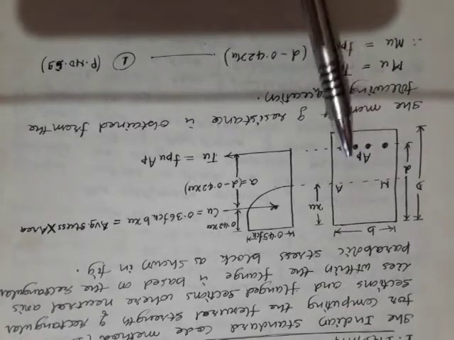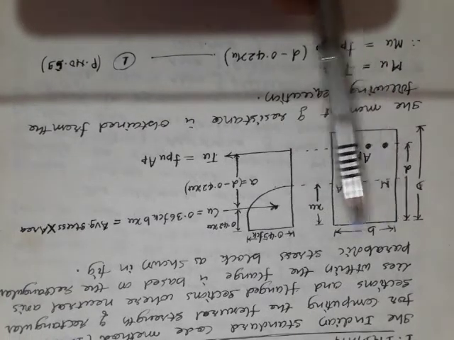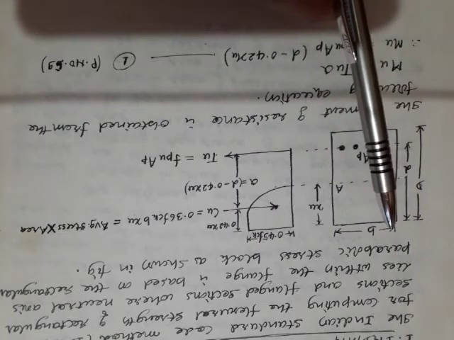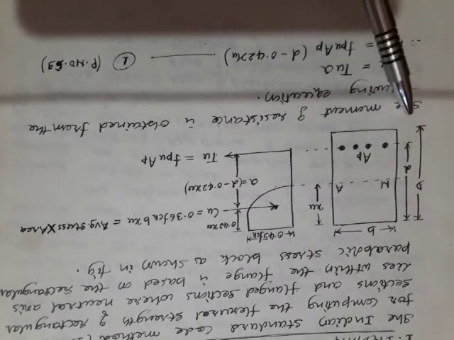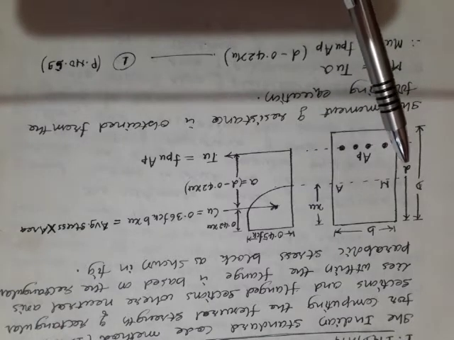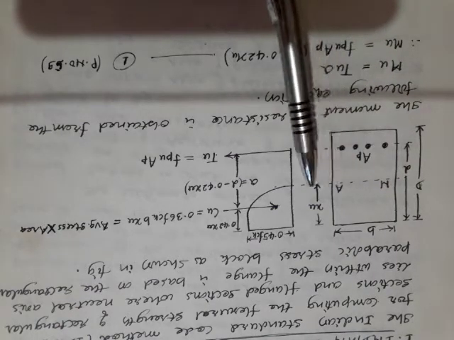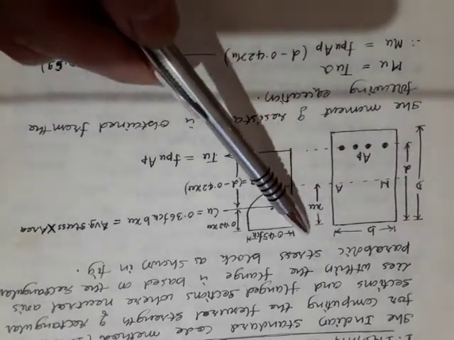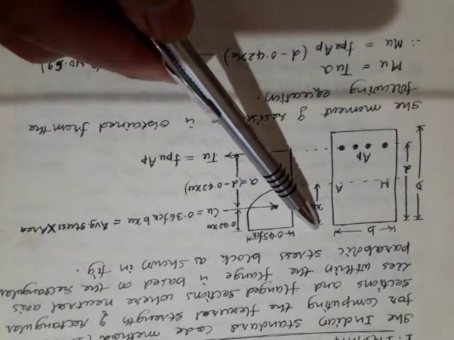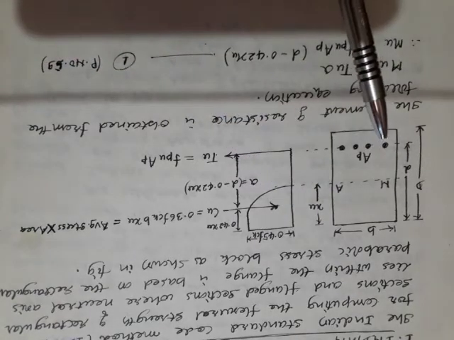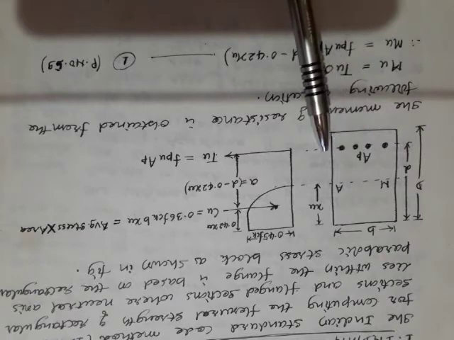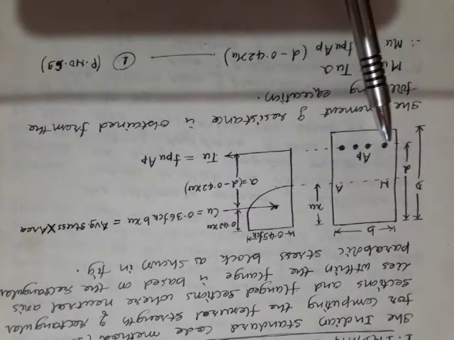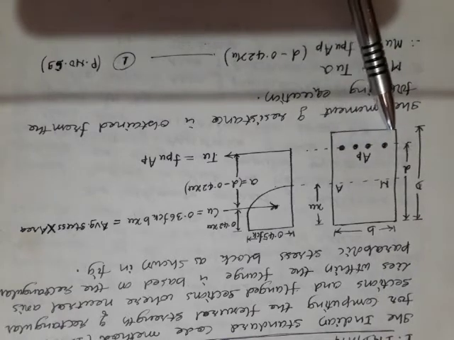Here I have shown one beam. It's a rectangular beam of width B and overall depth D. Its effective depth is small d. Here I have a neutral axis NA, which lies at a distance of XU from the extreme compression fiber. Here the area of steel is kept, which is called AP. AP indicates the area of pre-stressing steel.